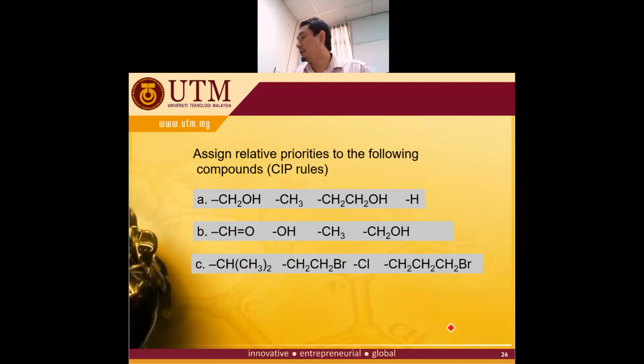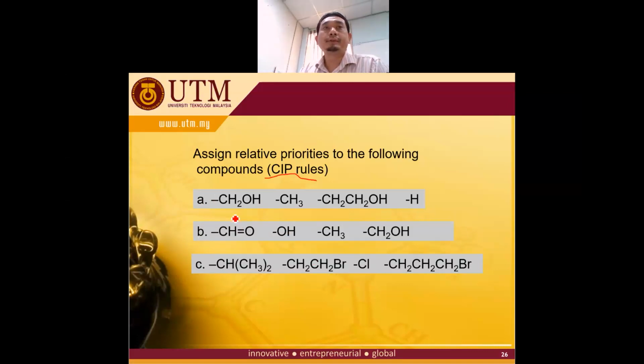Okay, so I think I want to stop after we are done with this activity, these questions. This question: assign relative priorities to the following compounds based on the CIP rule. We need to assign which group has number 1, 2, 3, and 4. I will show you the first one, then I want you to try B and C.